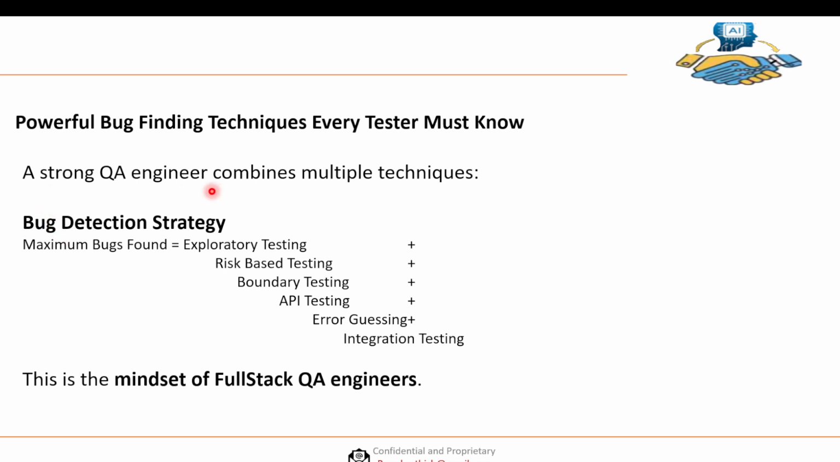As a strong QA engineer, we need to use multiple techniques to identify defects before the product owner or other stakeholders report the bug. As a full stack QA, it's our responsibility to log a defect. If you see, it's a combination of all these techniques, then we'll identify the maximum defects in our application. And this is the mindset of full stack QA engineers.